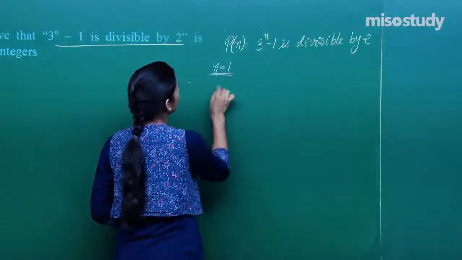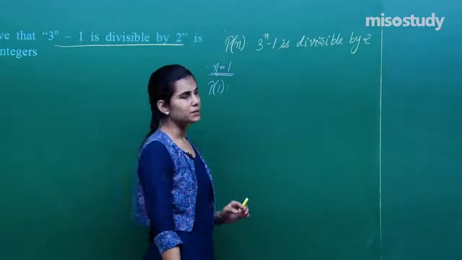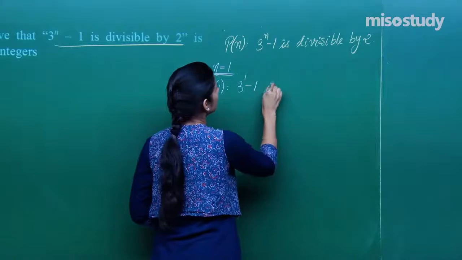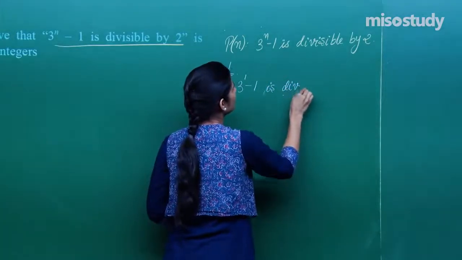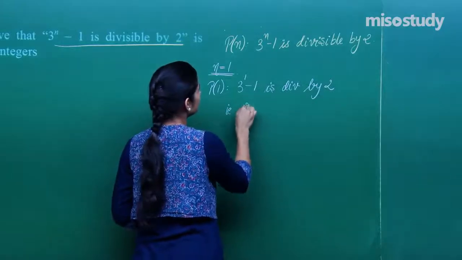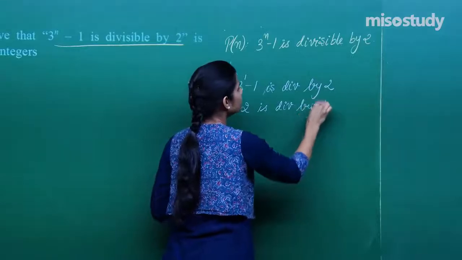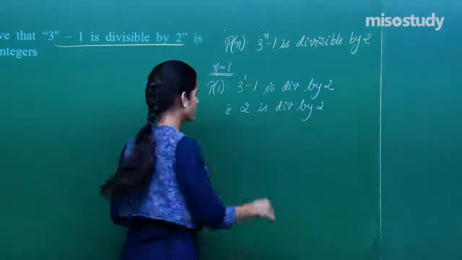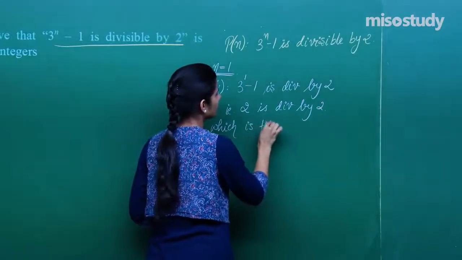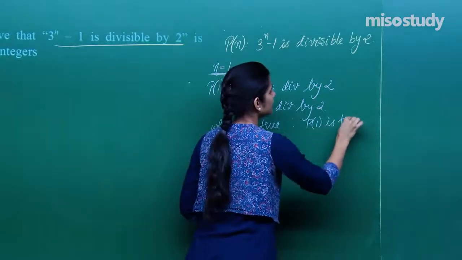Same drill, n equals 1. Let's see whether P1 is true or not. Establish actually that P1 is true. P1 is 3 to the power 1 minus 1 is divisible by 2. That is 3 minus 1, that is 2, is divisible by 2. Clearly 2 is divisible by 2. What is the problem? So which is true? And therefore P1 is true. I have established P1 is true.